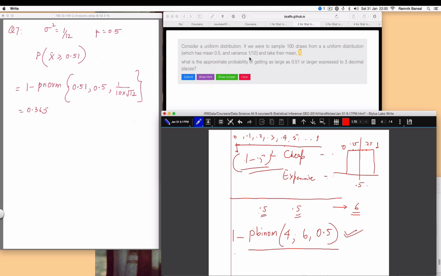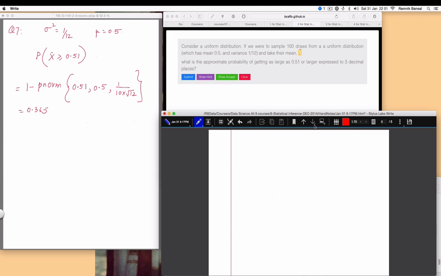In fact, the variance of a uniform distribution is always 1/12. You can actually prove it mathematically. It's not a big deal. Mathematically, you can prove that the variance of a uniform distribution will always be 1/12. Anyways, so we have the normal distribution.